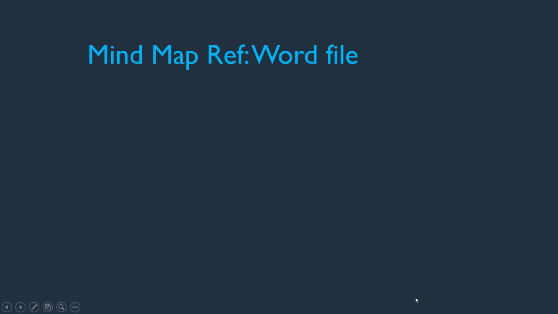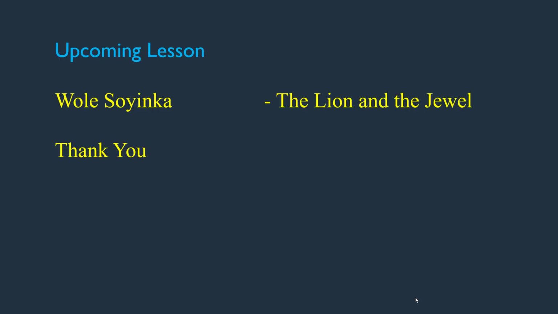We will see the mind map of the entire lecture of Commonwealth literature. In the next lesson, we will be talking about Wole Soyinka's The Lion and the Jewel, with a small introduction to Nigerian literature and an introduction to Wole Soyinka. We will take up The Lion and the Jewel as drama. Let's get into the recap or the mind map of Commonwealth literature.